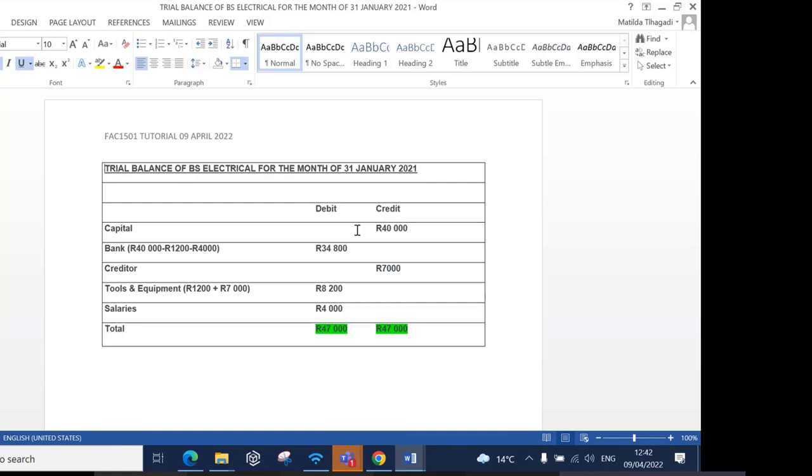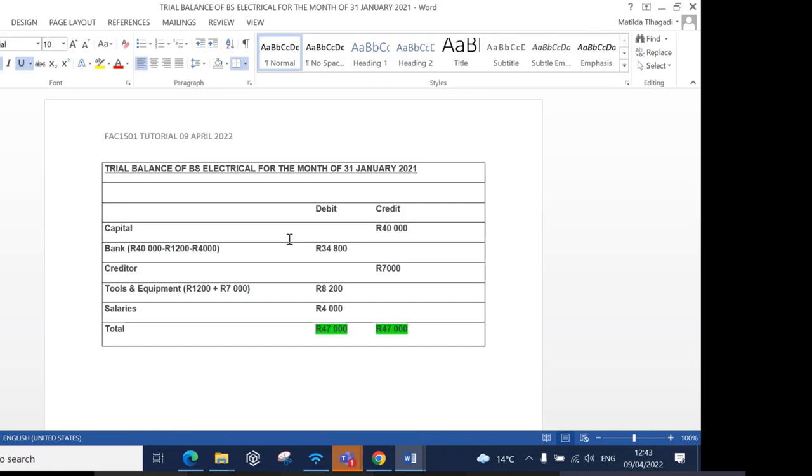So for example, remember when I showed you transaction number one, where the owner contributed 40,000 to the business. I said the first step is you're going to do a bank reconciliation, because that amount came into the bank account. Your source document is a bank statement. The second step is recording. Where are you going to record this? Cash book, receipt. You're going to debit bank, credit capital.